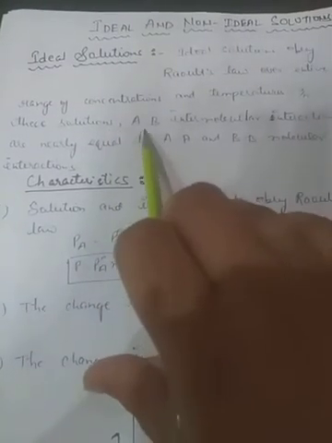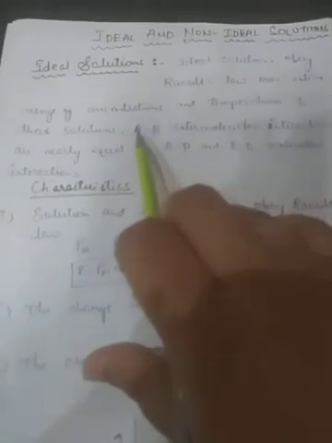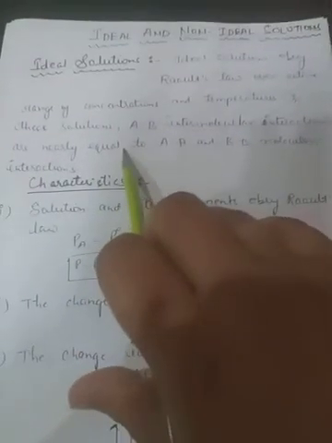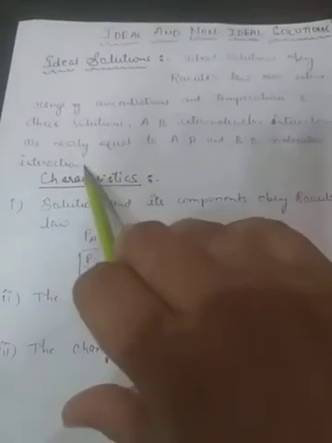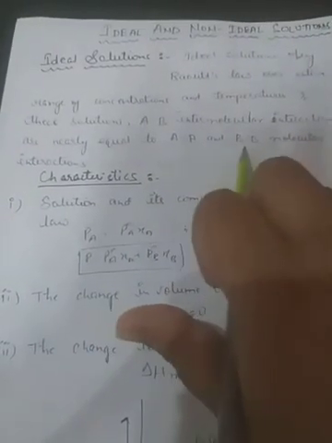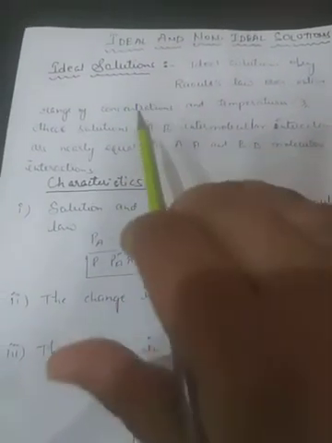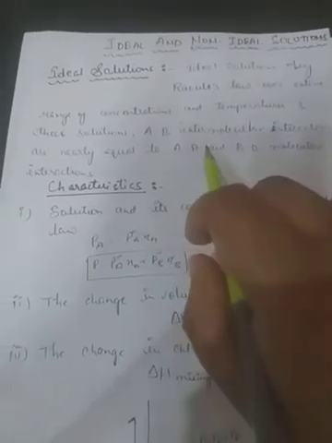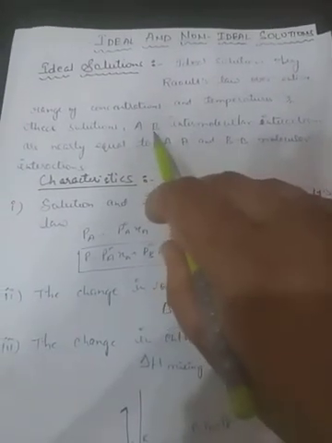In these solutions, the A-B intermolecular interactions, A-B meaning the interaction between the solute and the solvent, are nearly equal to the AA interactions, that is solute, and the BB interactions, that is solvent. So when the molecular interactions of the solute and the solvent are equal in the solution also, such solutions are called ideal solutions. It means the amount of heat or the temperature required to vaporize this solute and this solvent is equal in the solution also.